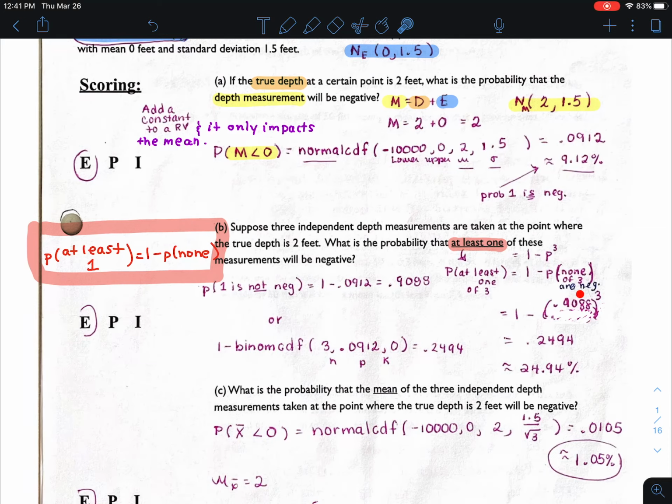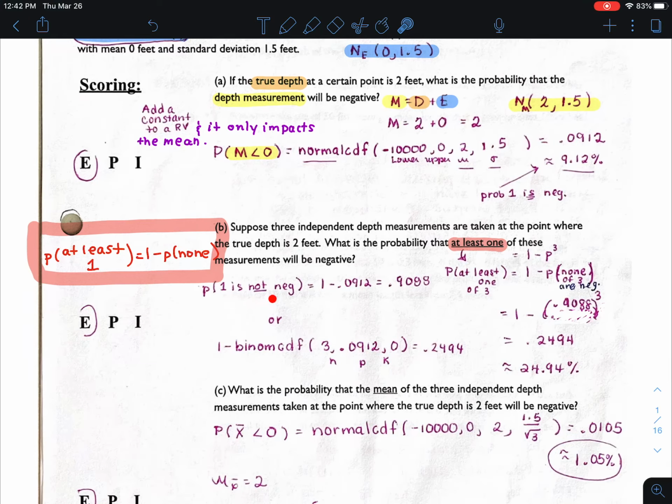So we need to think through, how could we get the probability that just 1 would not be negative? Well, up here in part A, we know the probability of 1 being negative is 9.12%. So if I want the probability of none, or that 1 is not negative, then I'm going to subtract that. This right here is the probability that one single depth measurement would not be negative.